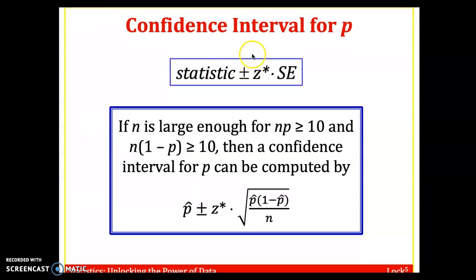Here again we have the confidence interval formula from Chapter 5: we take our statistic plus or minus z star times the standard error. For a single proportion, so long as n is large enough for the number of successes and the number of failures to be 10 or more, we compute a confidence interval to be p hat plus or minus z star times the square root of p hat times 1 minus p hat over n. So it's roughly the same formula, but a little more specific for a single proportion, so long as there are 10 successes and 10 failures.